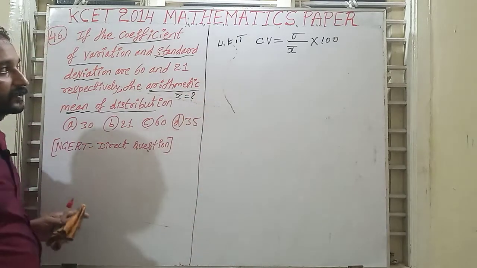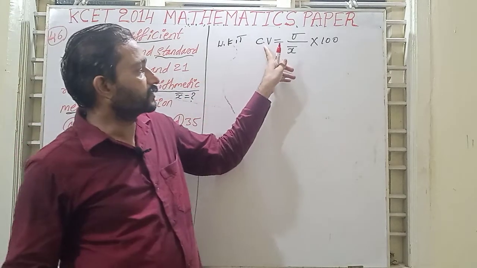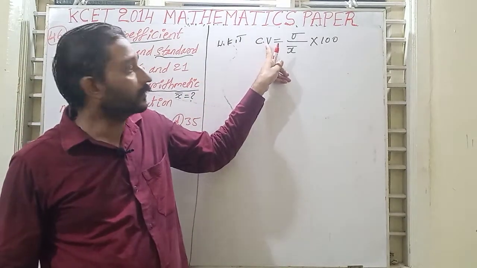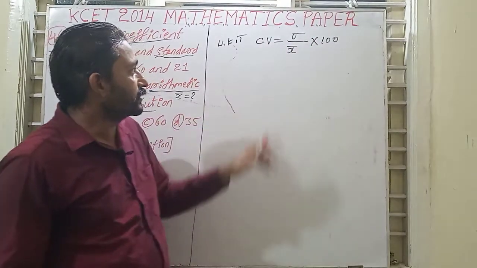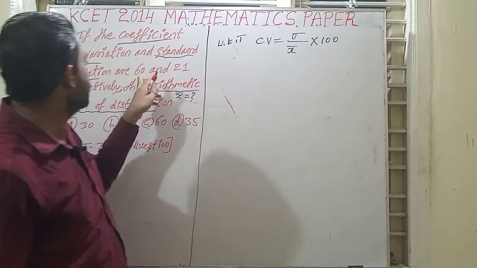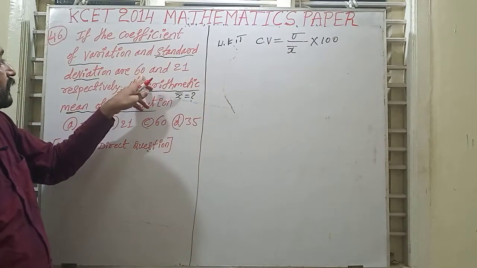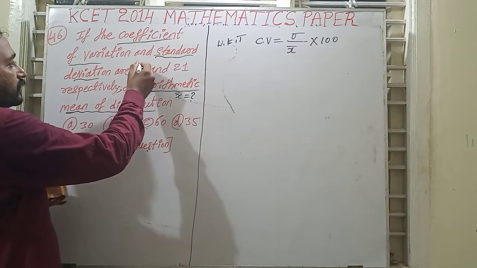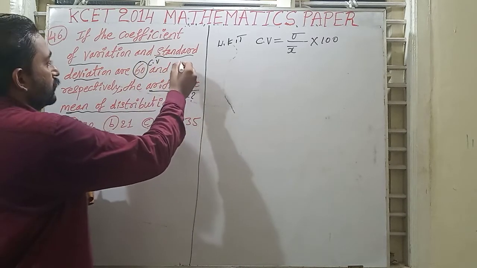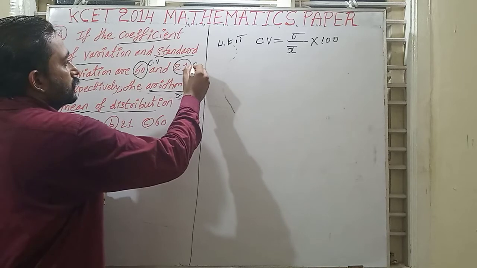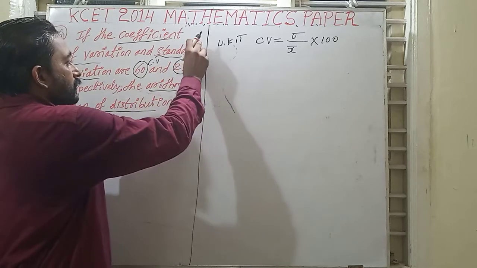So here three parameters are there: C.V., the coefficient of variation, sigma, the standard deviation, and x bar. In this case two parameters are given: 60 is the coefficient of variation, and 21 is the standard deviation, which is sigma.